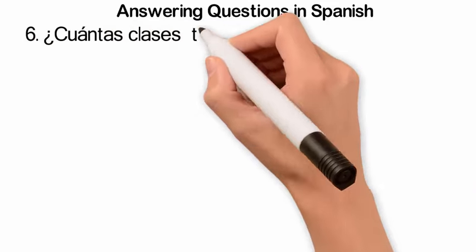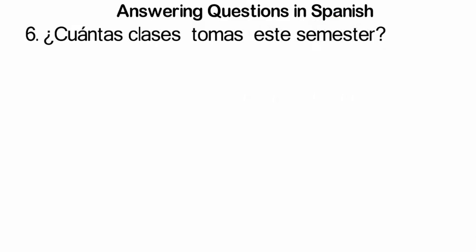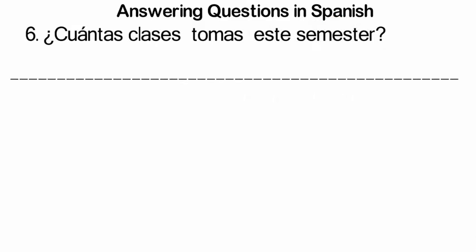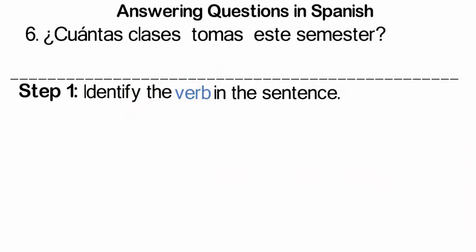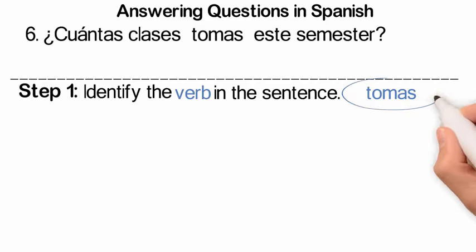Example 6. ¿Cuántas clases tomas este semestre? Let's follow all 5 steps. Step 1. Identify the verb in the sentence. In this case, the verb, the action word, is tomas. Circle the verb to help you follow along.